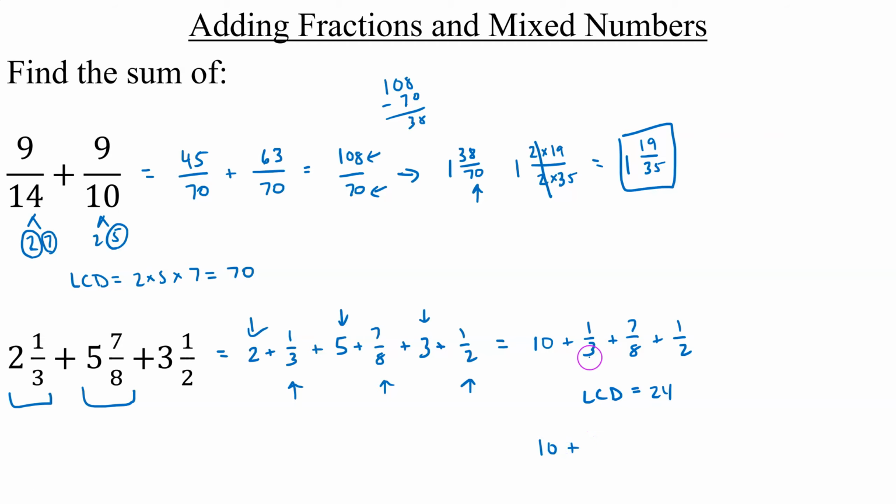I would have to multiply 3 by 8 to get 24, so 1/3 is also 8/24. I would have to multiply 8 by 3, so this fraction is 21 over 24, and 1/2 would be 12 over 24. Next step, I add up all my numerators, and I end up with 41 over 24, which is an improper fraction, so we should pull out 24 from the top to give us a final answer of 11 17/24.